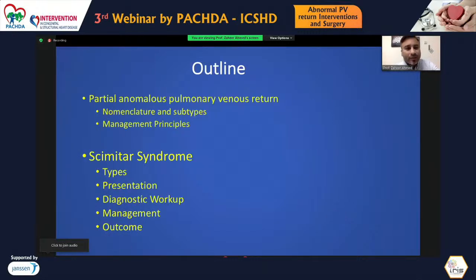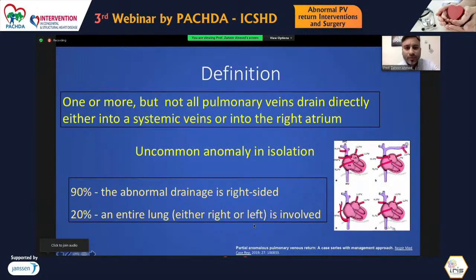I would generally go through a brief overview of the nomenclature of partial anomalous pulmonary venous return, but would like to spend more time on Scimitar syndrome. By definition, partial anomalous pulmonary venous return is when less than 4 pulmonary veins drain directly either into a systemic vein or into the right atrium. It's an uncommon anomaly in isolation, and most of the time it's the right lung which is involved.